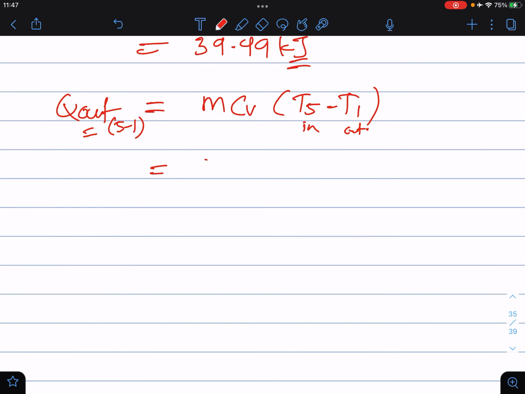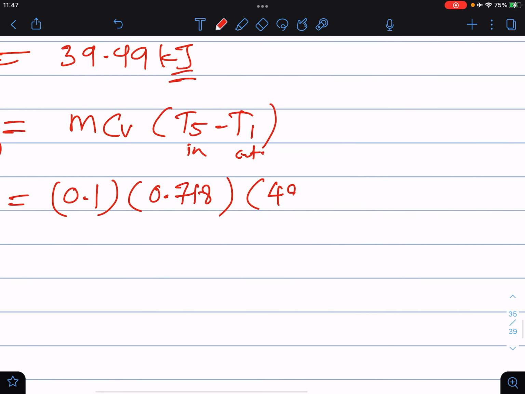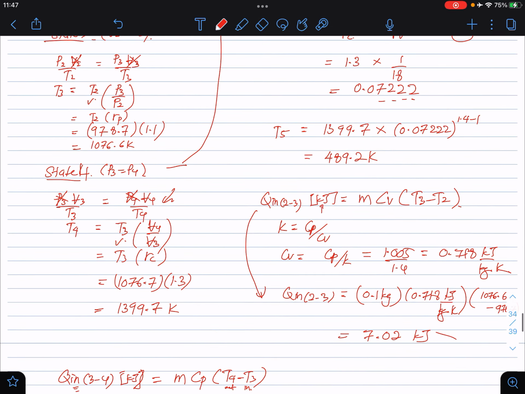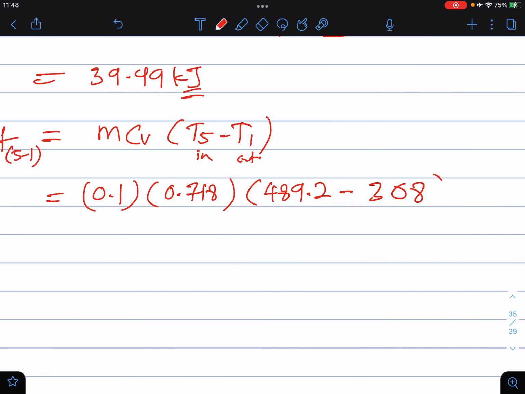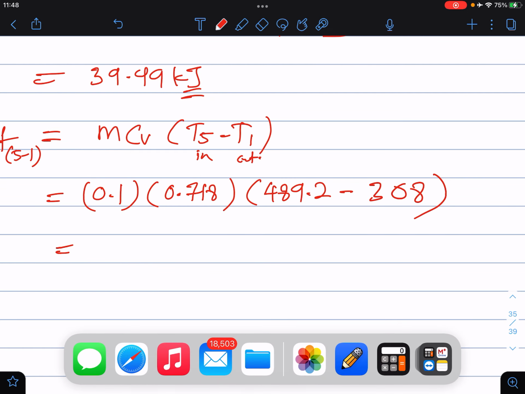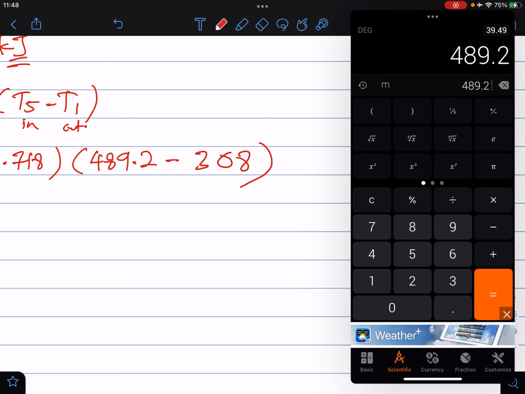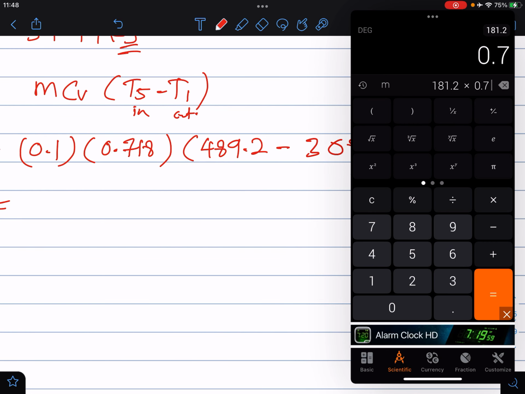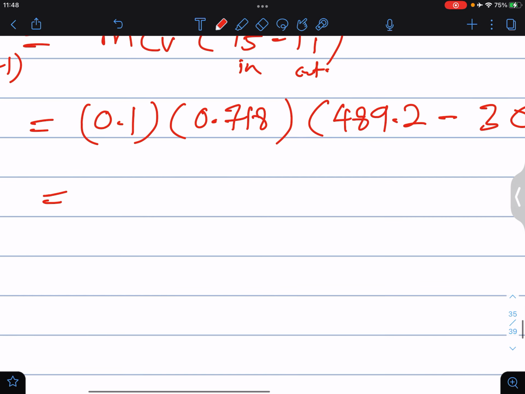So this is equal to 0.1 times Cv 0.718, which we already calculated before, times T5 minus T1. T5 is equal to 489.2, and T1 is, I think, 308. Put it again in your calculator: 489.2 minus 308, multiply with 0.718, multiply with 0.1. You get 13.01 kilojoule.